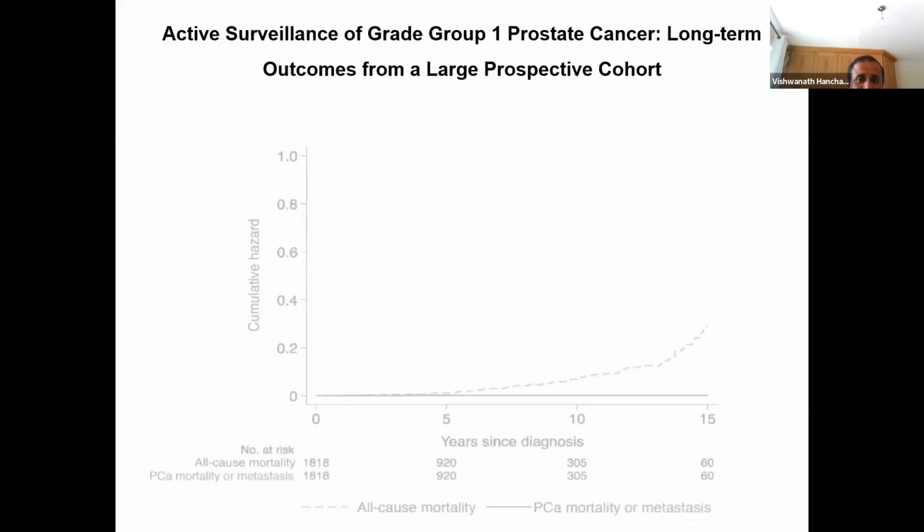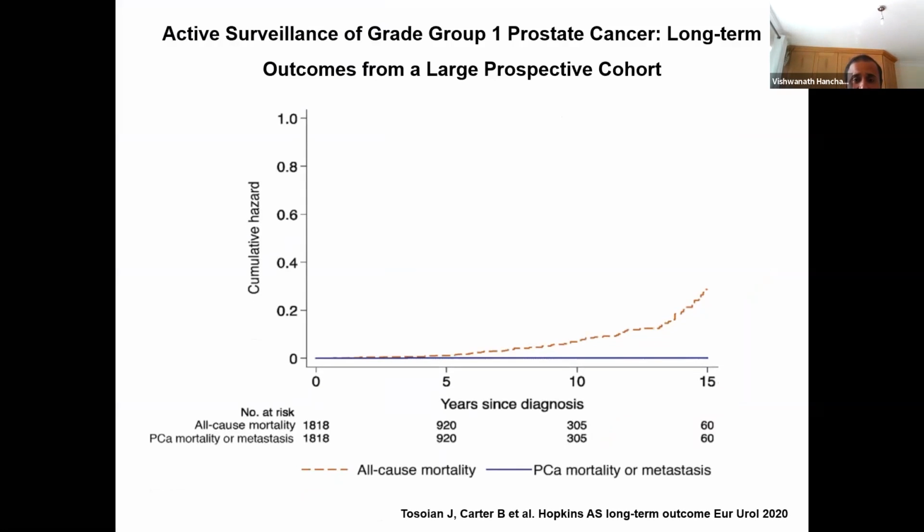So what is the evidence? This was recently published in European Urology, the Johns Hopkins 20-year follow-up. What they have done is take the database of all the active surveillance group patients and subdivide them into grade group 1, 2, 3, and this is the all-cause mortality. If you see, at 20 years it is 0.2. For prostate cancer mortality or metastasis, it is almost unchanged at 15 to 20 years.